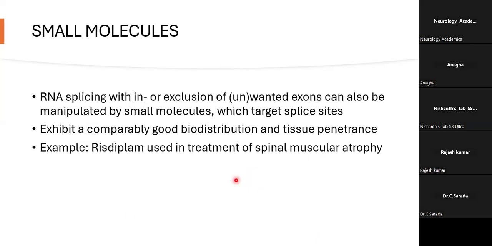The next method of gene therapy is by use of small molecules. Like we have seen before, the RNA splicing, this is mainly having the same action as antisense oligonucleotide. So these small molecules act at the exon and decide whether the exon should be skipped or should be included in gene expression. Compared to ASOs, they exhibit a comparatively good biodistribution and tissue penetrance. An example of small molecule is the use of risdiplam in treatment of spinal muscular atrophy.